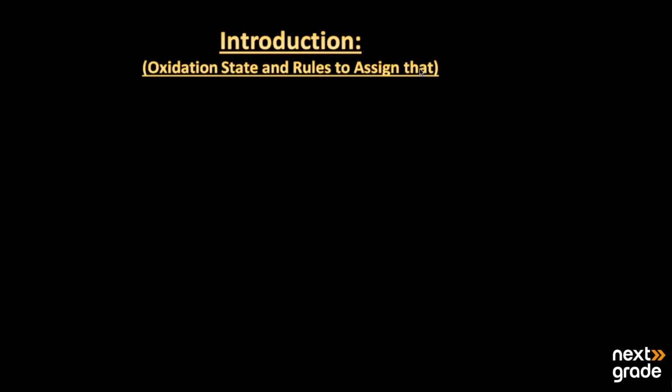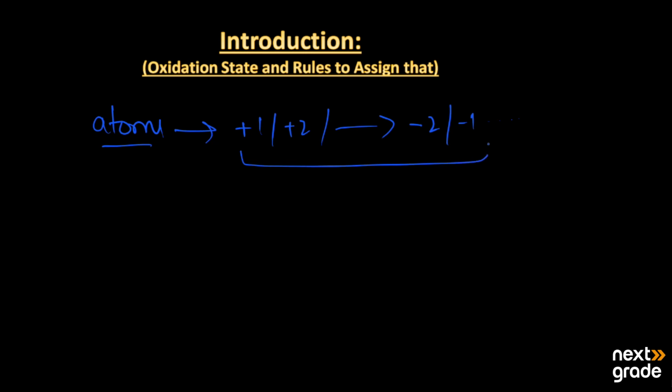So, the topic we are going to discuss is oxidation state and the rules to assign it. Now, regarding the oxidation state, we have a lot of atoms and compounds of different elements in which the atoms may have the charge +1, +2, or likewise -2, -1, and so on. Now, why do they have these types of charges, what may we call these charges, and how may we be able to assign them?